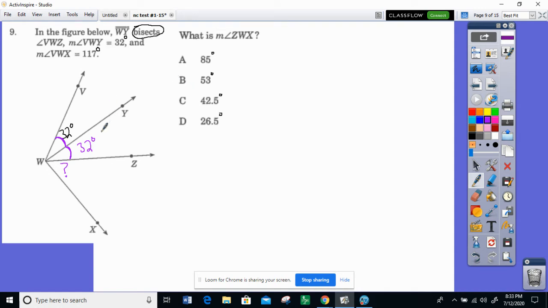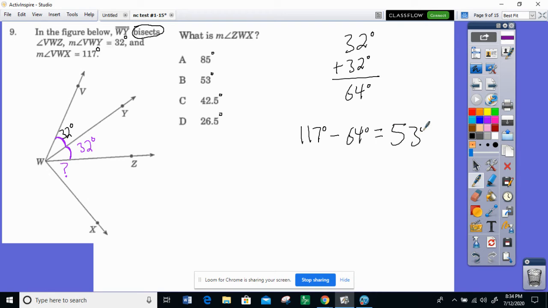And so now, if we know that the total angle measure VWX is 117 degrees, well, we can add together the angle measures that we've used so far. 32 degrees plus 32 degrees is 64 degrees. Then we can take that 64 degrees from the total angle measure, angle VWX, and that would give us 53 degrees, which is why the answer to number 9 is B.